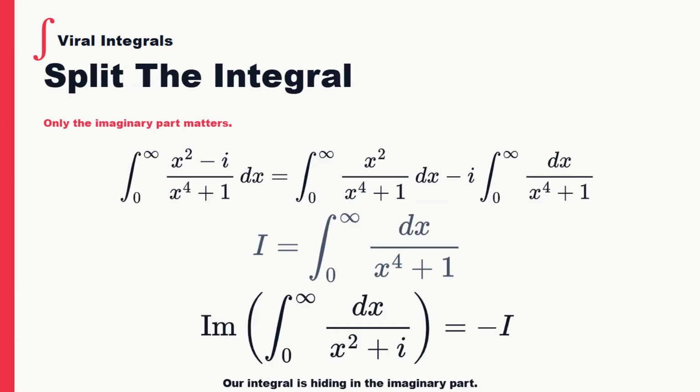Now split the numerator. The real part has x squared upstairs. The imaginary part is negative the integral we actually want.